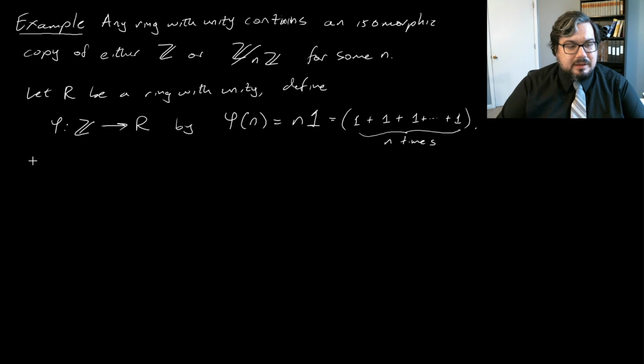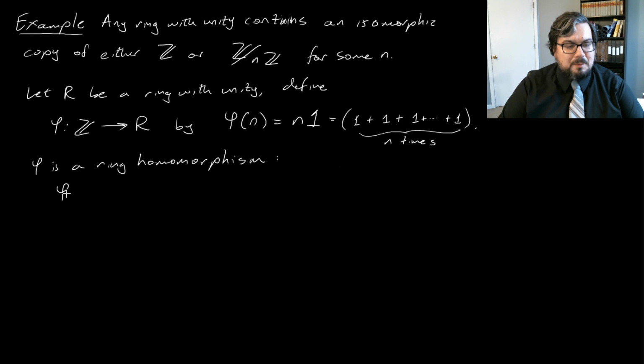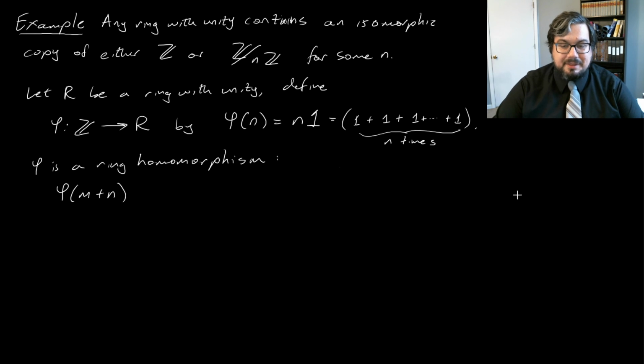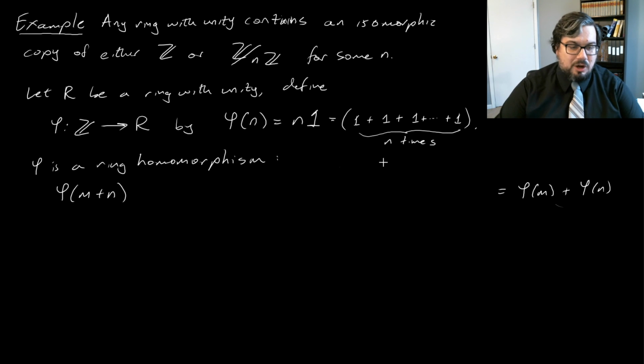Now, phi is a ring homomorphism. Let's actually check this one. We've skipped over checking a couple of them. So phi is a ring homomorphism, which means that we want to show that if I take phi of m plus n, I'm going to get phi of m plus phi of n, where this addition happens in Z and this addition happens in R.